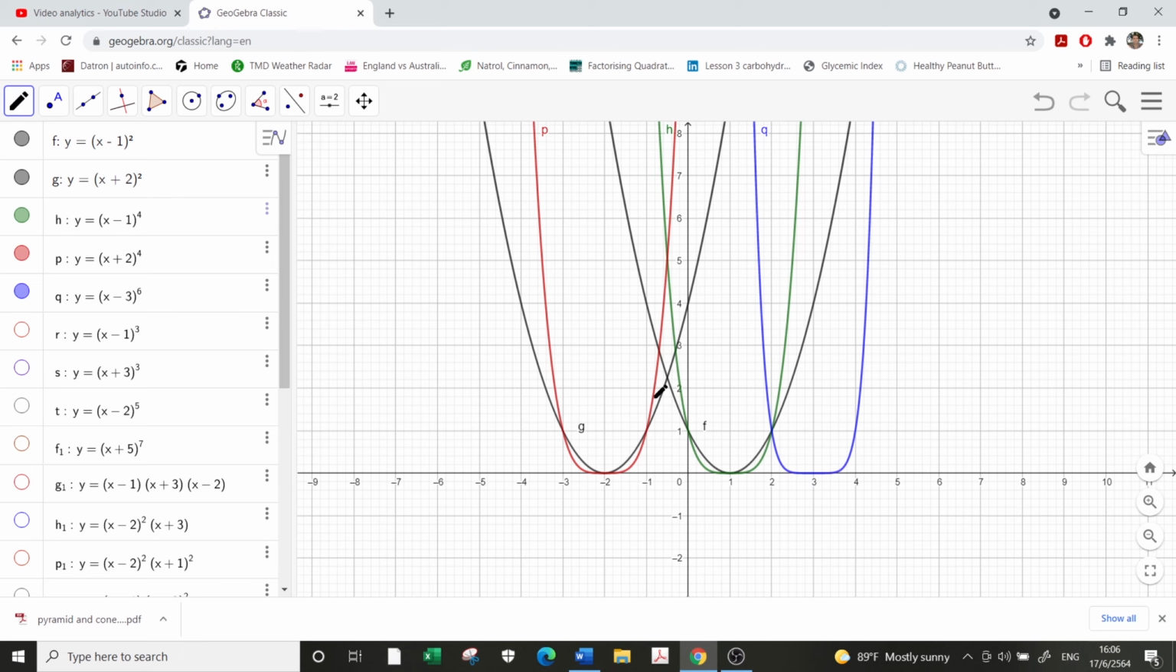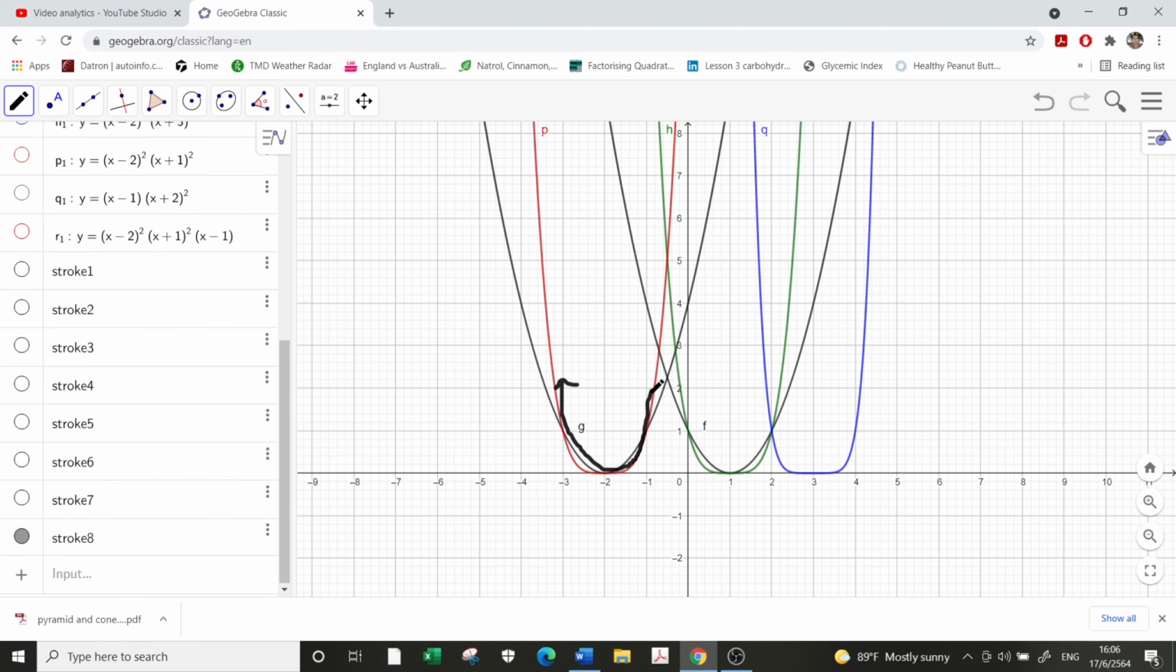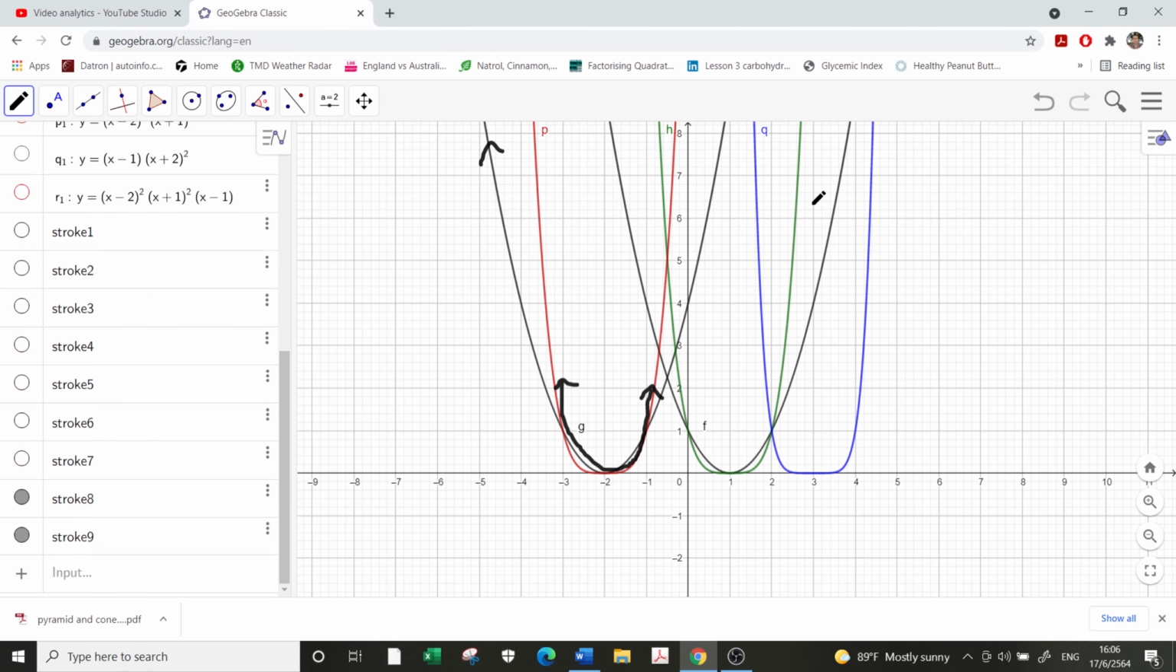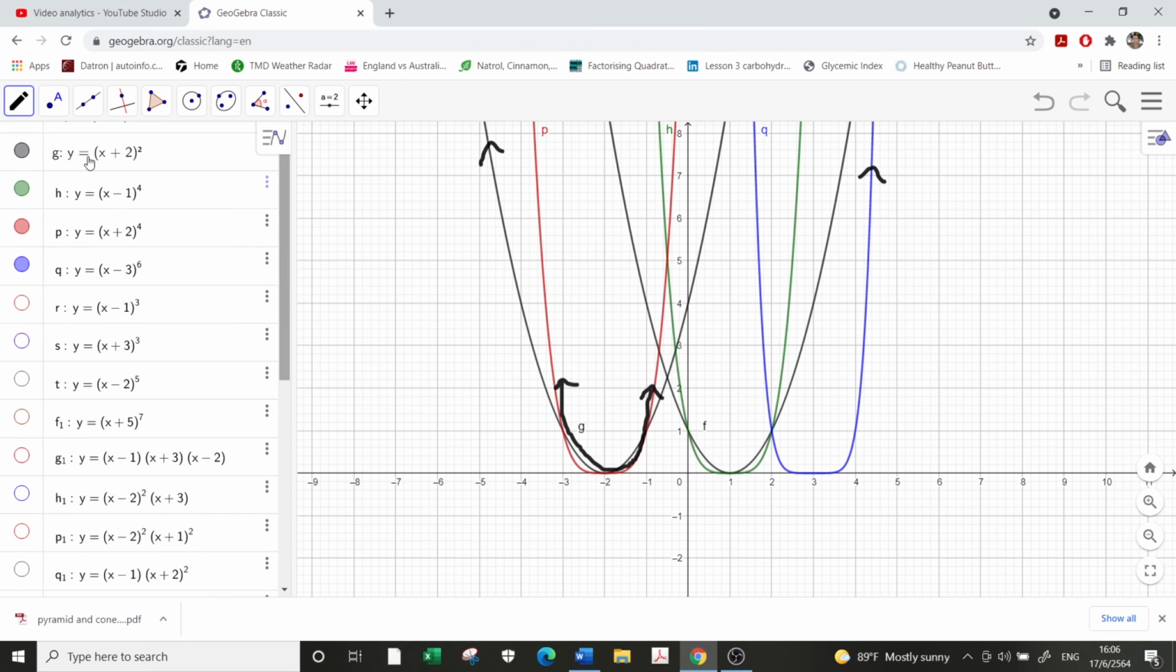Notice in each of these graphs, they are coming down to the x-intercept, touching the x-intercept, and then going up. And they're all doing that. That is because we have even powers in the polynomial. We have 2 here, we have 4, and then we have 6 for this one. They are opening up because each polynomial is positive in each case here.